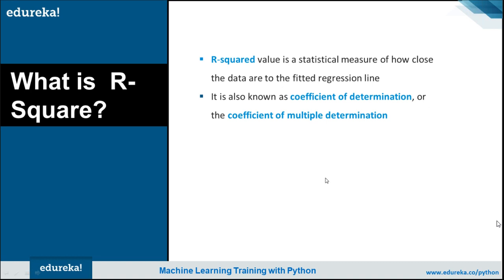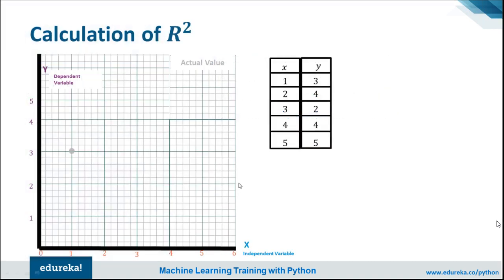There is a whole theory about R squared, but we will keep it very simple and short here. The R squared value is a statistical measure of how close the data are to the fitted regression line. So using R square, we say how close our data is to the fitted line, the line which we have chosen. We call it the coefficient of determination, or the coefficient of multiple determination. So let's see what R square means and how we calculate it.